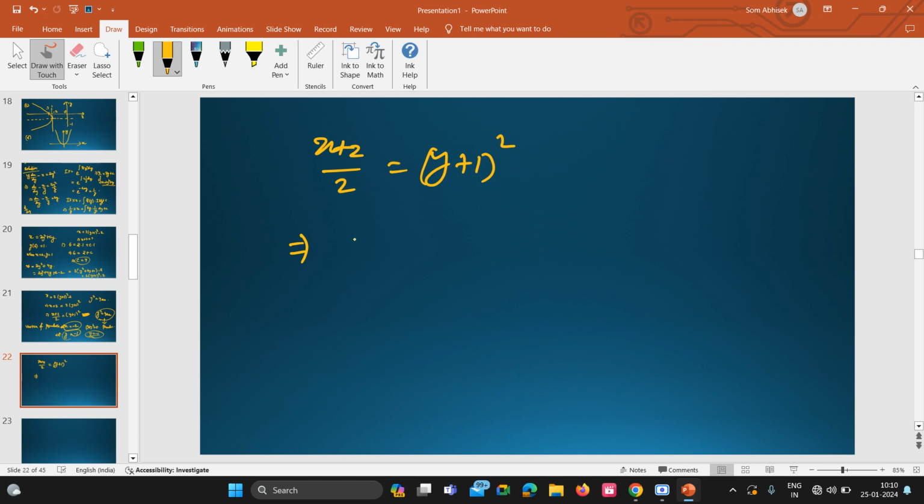See, what will I do? I will first put y is equal to 0. Sorry, x is equal to 0. Okay, x is equal to 0. So what will happen? If you see, 0 plus 2 by 2.